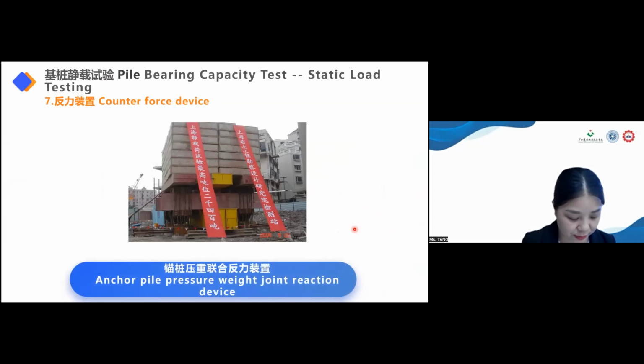The image shows the combined reaction device. It can be seen from the picture that the upper part of the reaction device is the pressure weight platform, and the lower part is the anchor pile reaction device. The combined reaction device is used only when the platform reaction device cannot meet the bearing capacity requirements.